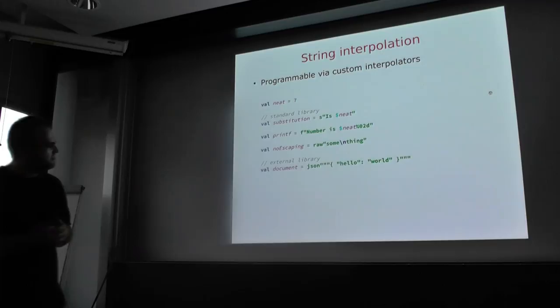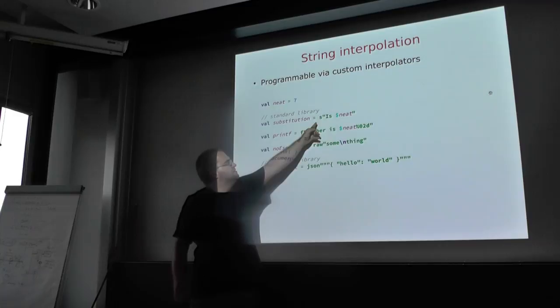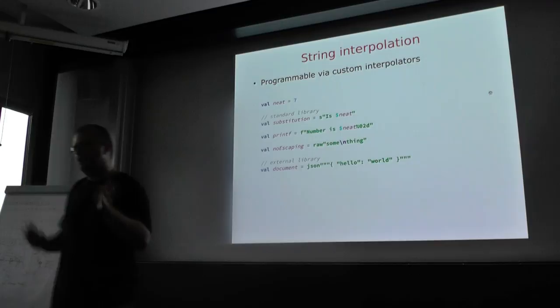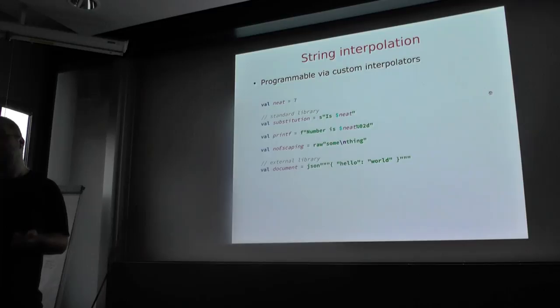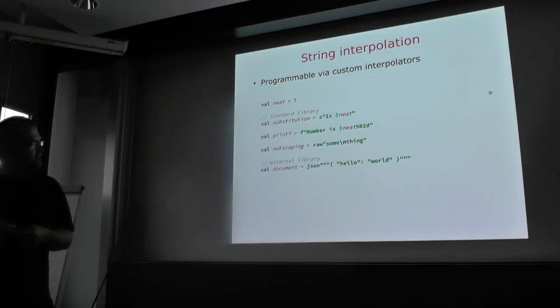String interpolation. Basically, you can form strings by starting the interpolation and then embedding a variable into the string. This is kind of like a Perl-ish idea. The good thing is that it's programmable. These interpolators, such as s or f, are part of the standard library. This is not encoded directly into the language, and you can create your own interpolators.